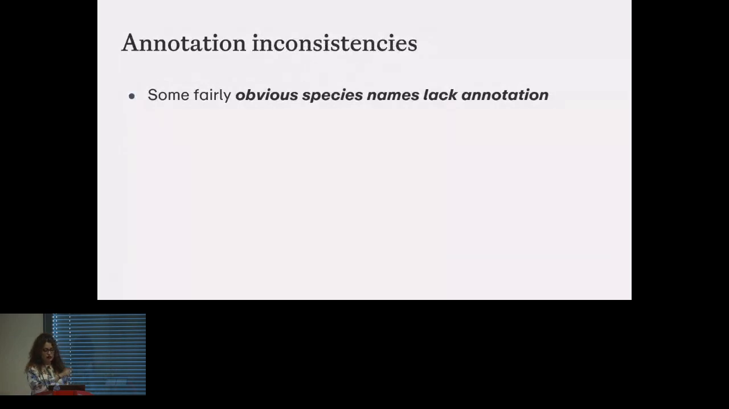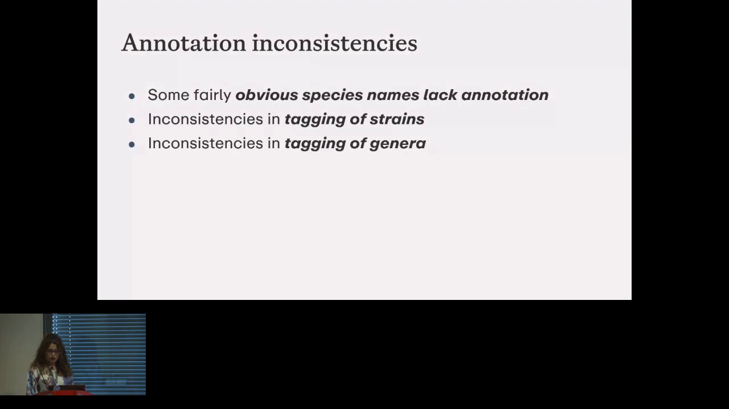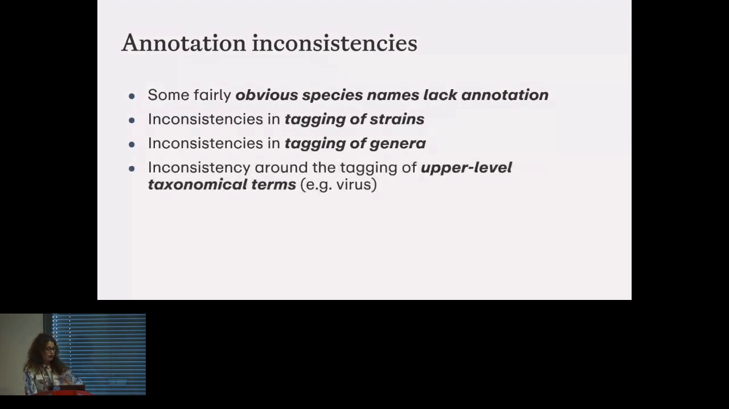Then there are other issues which we mainly attribute to how the annotation was done. Martin showed before the BRAT annotation tool, for example. It was not used in that case. It was more hands-on and not with a platform. So there were some fairly obvious species names that lacked annotation. There were some inconsistencies in the tagging of strains because the rule set was not that specific for that, and also in the tagging of genera. And then there were also some inconsistencies around the tagging of upper level taxonomical terms. For example, virus versus viral. Virus would be annotated, viral might not be annotated. So this really created problems.